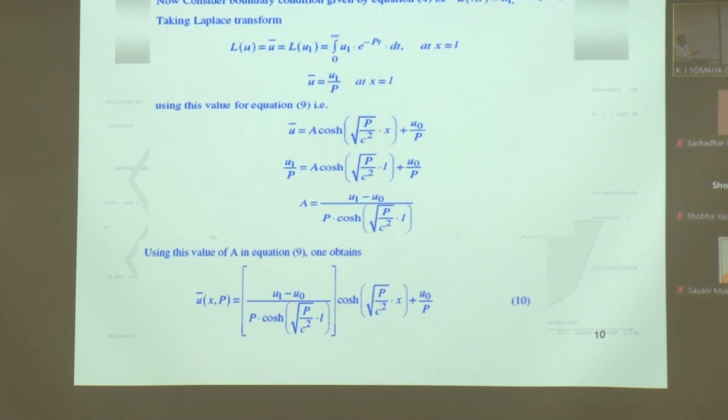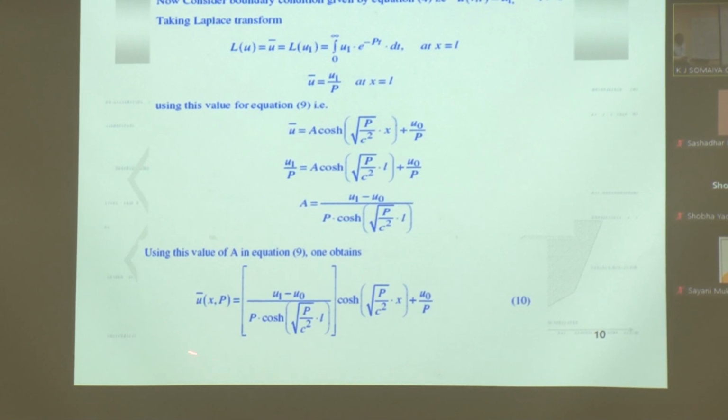So what I got is the transformed boundary condition, not initial, boundary condition. Whenever x is equal to L, u bar is equal to u1 upon p. So I will put u bar equal to u1 upon p, x equal to L, and I can rewrite this particular equation. I will get the value of a. So I got a as a coefficient. I will substitute in the last solution, and this is the solution of the given boundary value problem in the Laplace domain.